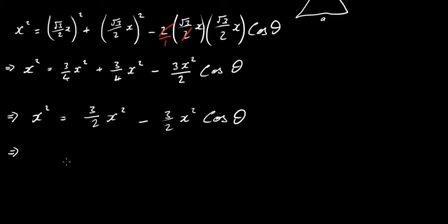Now if you notice here, really you've got 3 terms in this equation. You've got this term here, you have this term here, and you have this big term here as well. Now in each of these you've got an x squared, so we can divide across by x squared. So if you divide this by x squared, you'll get 1. If you divide this by x squared, you'll get 3 over 2. If you divide this by x squared, you'll get 3 over 2 cosine theta.